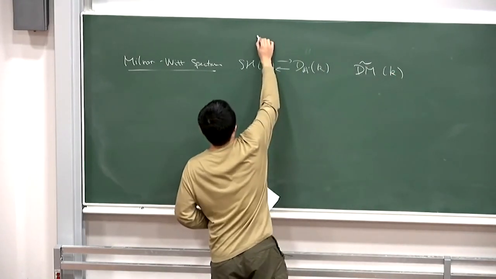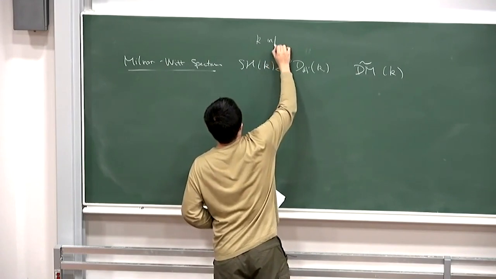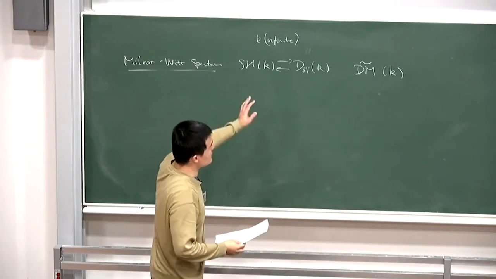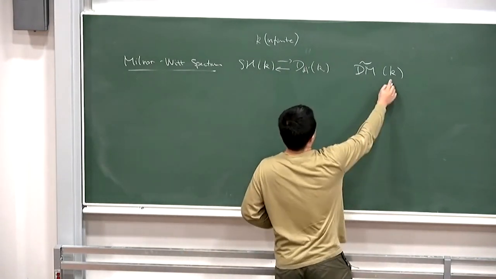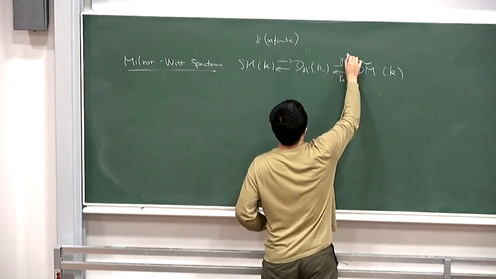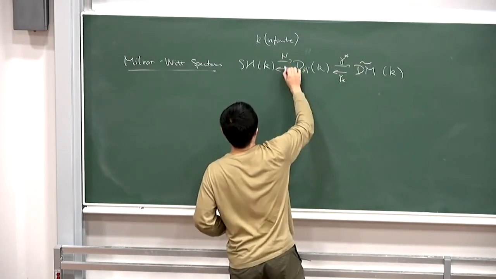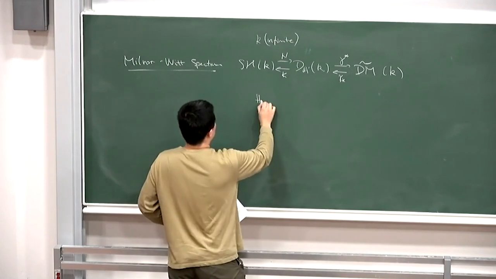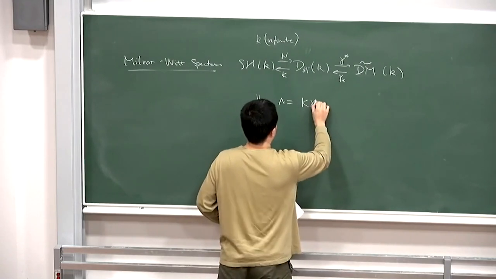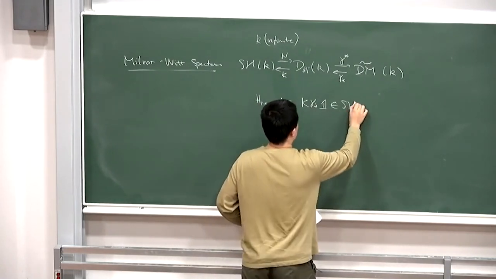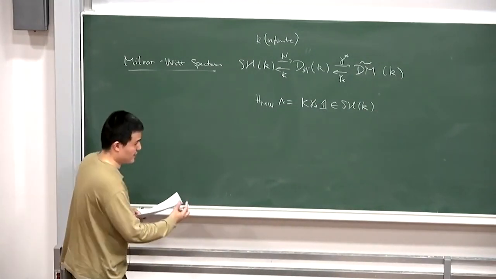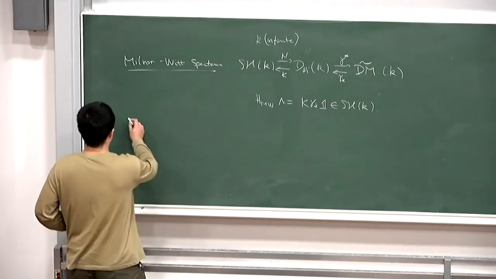Actually, I have to assume K is infinite here, but I expect that this condition can be removed. This is because we need things to work here. And this is gamma lower star, gamma upper star. And this is N, and this is K. So the motivic spectrum is just K of gamma lower star of 1, which lives in SH of K. And this motivic spectrum actually represents motivic cohomology.